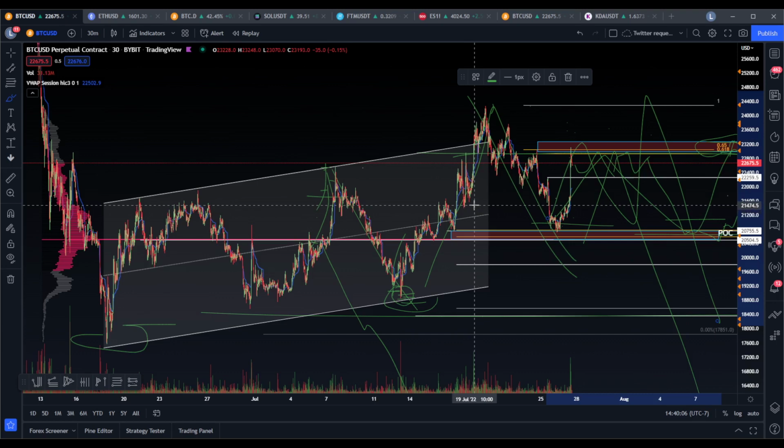So I'm going to trade all these levels and keep trading them until they break, and just use risk management and proper position sizing. That's my plan anyways.